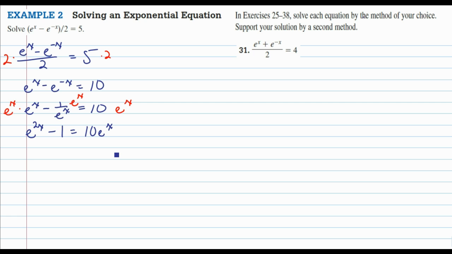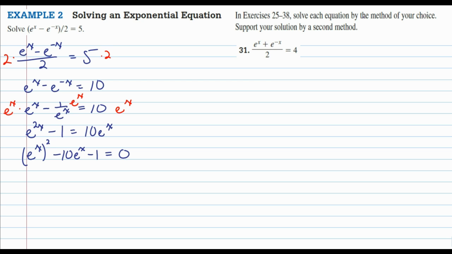In order to solve for this, I have to set it equal to 0. Now, e to the 2x minus 10 e to the x minus 1 has a familiar pattern to it. This is actually a quadratic type shape. If you use your exponential properties, e to the 2x is really e to the x squared.